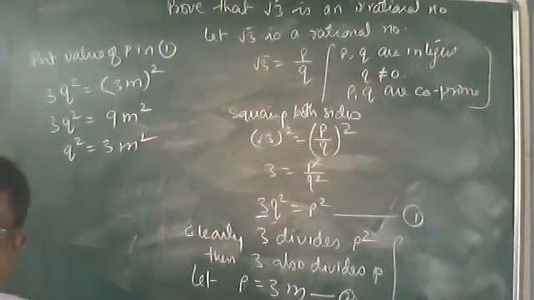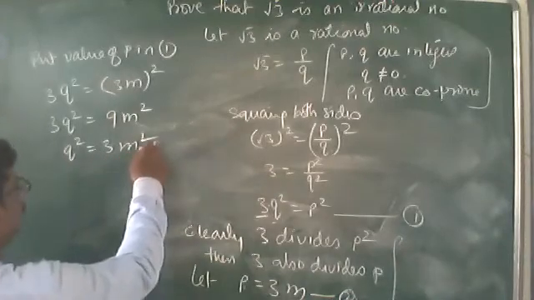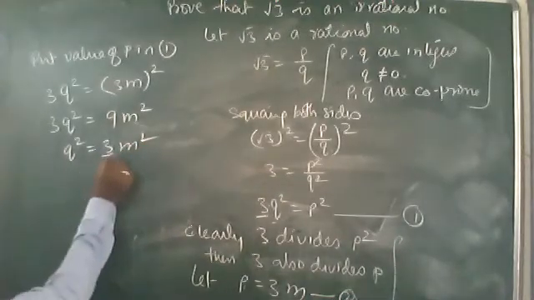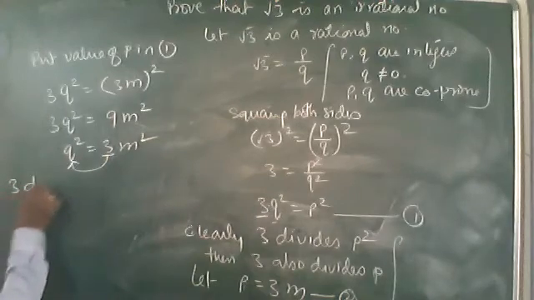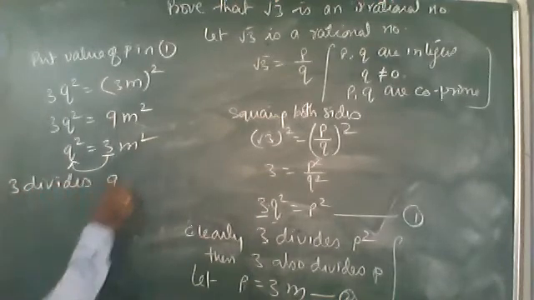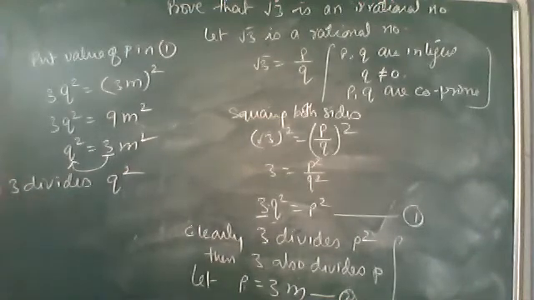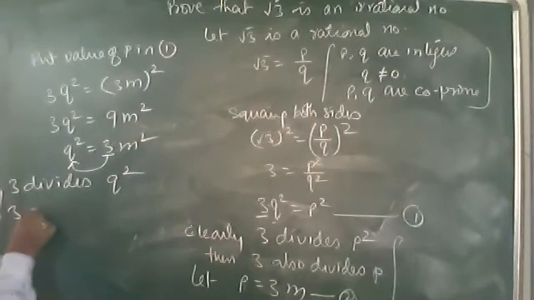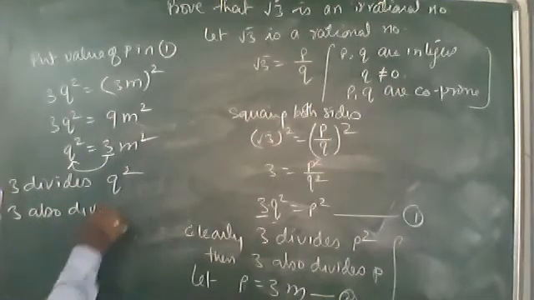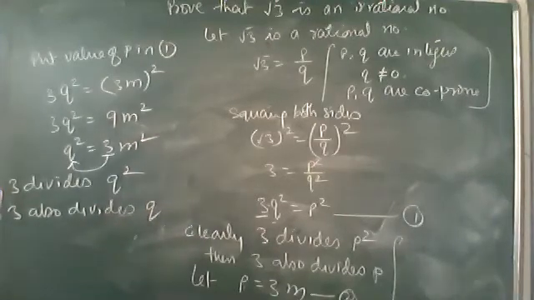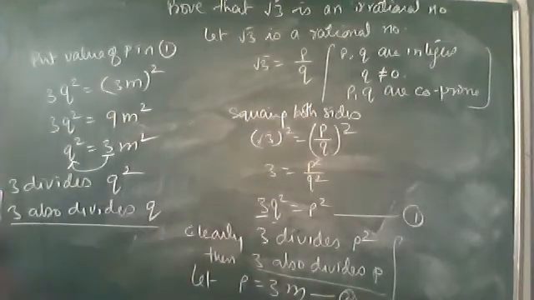Again, the same condition is applicable here. We got here q square equal to 3m square. That means 3 divides q square. And if 3 divides q square, clearly then 3 also divides q. Now in this statement we got 3 divides q, and in this statement we got 3 divides p.